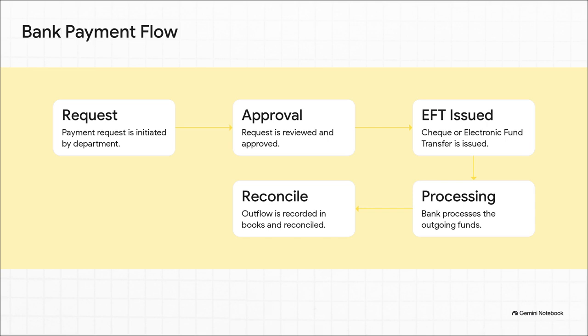Here's a bank payment process flow for outgoing money. Step 1 is a payment request. Maybe a department needs new computers. Step 2, review and approval by the department head. Step 3, a check or EFT is issued by accounts payable. Step 4, bank processing. And Step 5, it's recorded in the books and reconciled. For this flow, our audit focus is confirming proper approval, valid documentation, check control, bank statement review, and accurate recording.